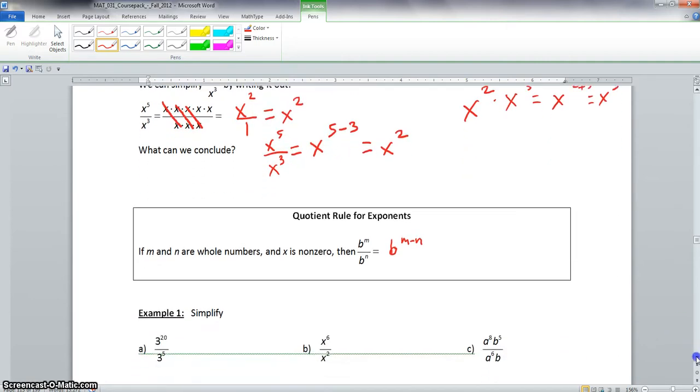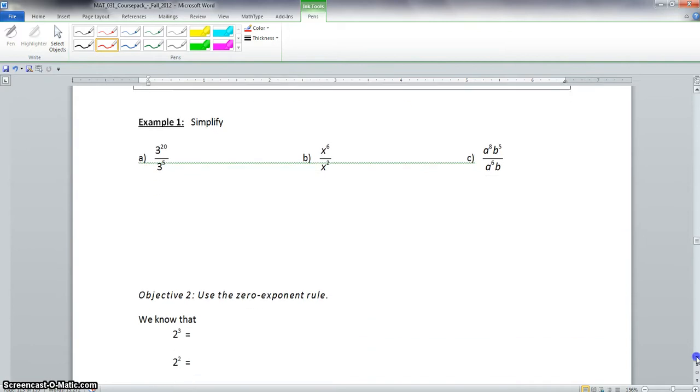Now, let's go down here to example 1. We have 3 to the 20th over 3 to the 5th. So we would keep our base as 3, and we would subtract the exponents. We would take 20 minus 5. Now 20 minus 5, we know is 15. So we would have 3 to the 15th power.